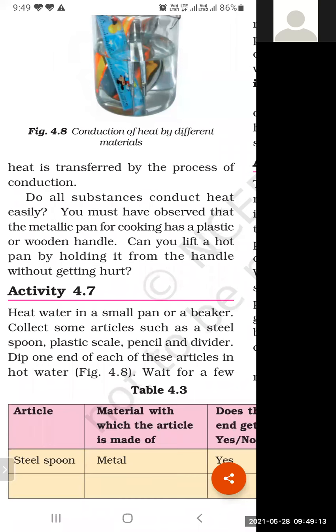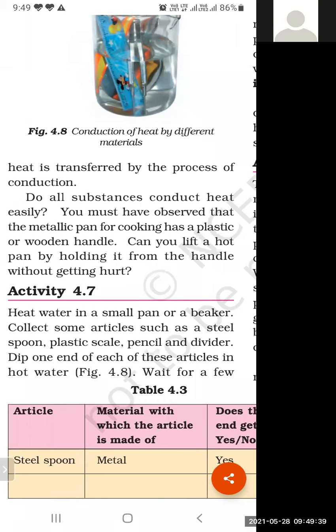So what we do, we simply made that handle with a material which is not a good conductor of heat. And what are those materials? Plastic and wood. Plastic does not allow heat to pass through it. Wood will also not allow heat to pass through it. That is why the handle of a cooking pan is made of wood or plastic.